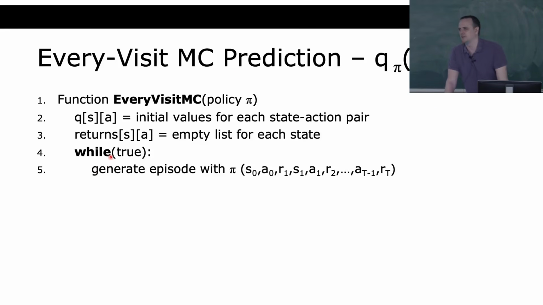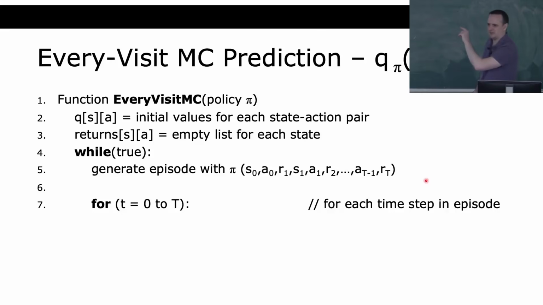Again, this means keep doing it until an hour is up, or however much compute you have. We're going to generate an episode with our policy. We have some initial policy, and that policy is going to generate an episode, which is the initial state, the initial action, the reward, state, action, reward, state, action, reward, all the way up until the end. That's the episode. I'm leaving this line blank intentionally. We'll see why in a bit. Then we're going to loop over all the time steps in the episode, because at each time step I have a state, an action, and a reward.